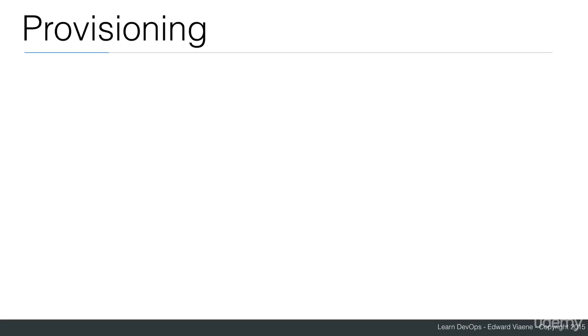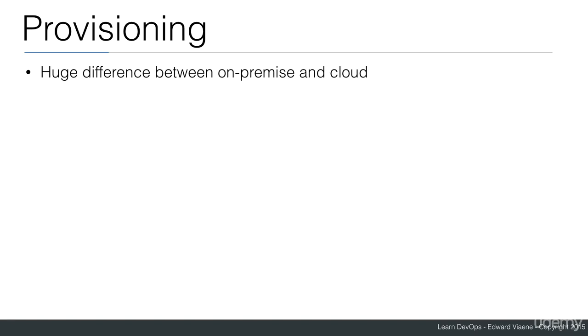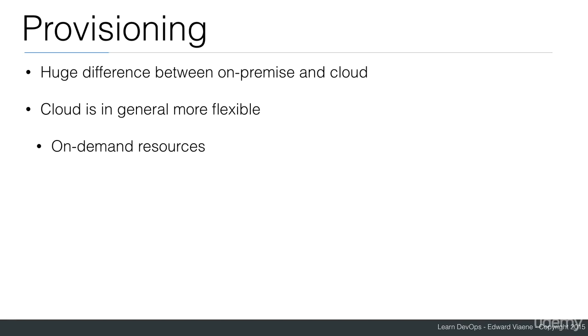We mostly talked about getting our software on our servers. When provisioning, there will be a huge difference between on-premise and cloud. In general, cloud will be a lot easier and faster to do provisioning. It is more flexible. You just don't have to care about capacity when using cloud. You have on-demand resources available for you. Cloud providers also have APIs you can use, which means you can automate every single bit of your provisioning process.